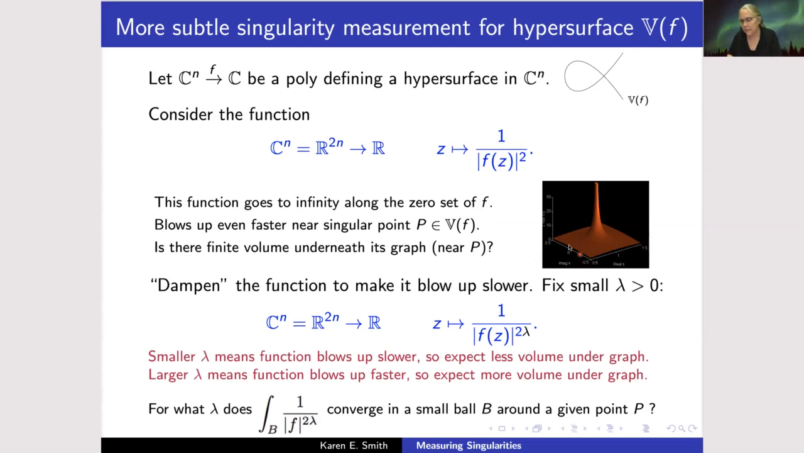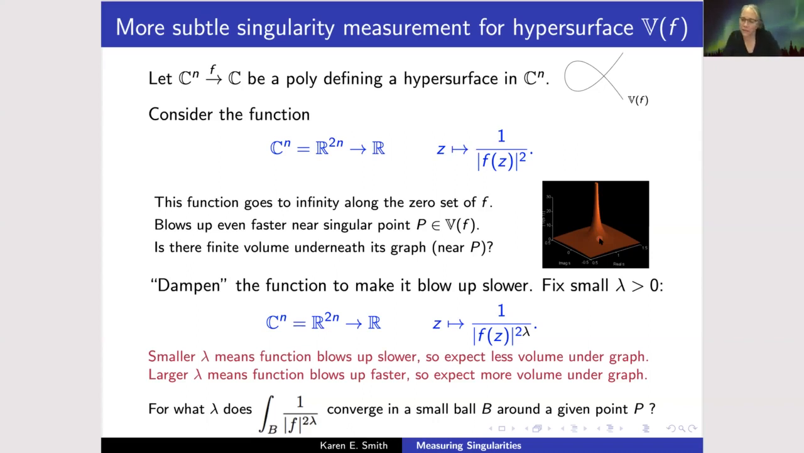Cn is this plane, and what you're seeing here is the graph of this function, 1 over absolute value of f squared. And so the hypersurface in this picture is really just the point where this is exploding, because I can't draw it any better than in R3. But what we can do is we can ask the question near P, if I take a little ball in Cn, in R2n, and look at the graph of this function just around that ball, do I have a finite volume under that graph or not?